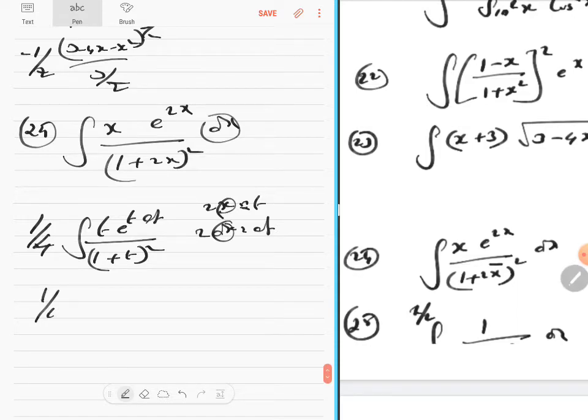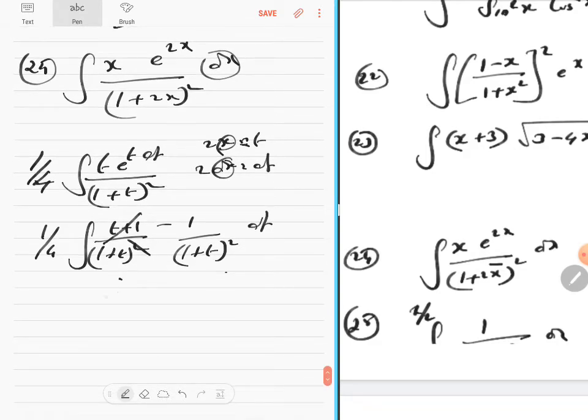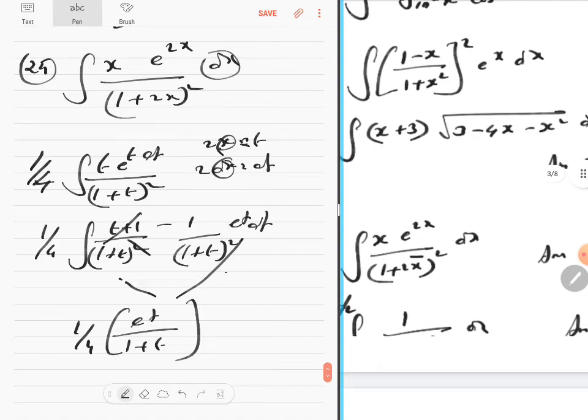I can manipulate the moment I see e to the power t. So I'll write t plus 1 minus 1 by (1 plus t) the whole square into dt. This and this get cancelled. This is f of x, this is f dash of x, with an e to the power t here. So the answer is e to the power t by 1 plus t, times 1 by 4. Whatever t is, so 1 by 4 into e to the power 2x by 1 plus 2x.